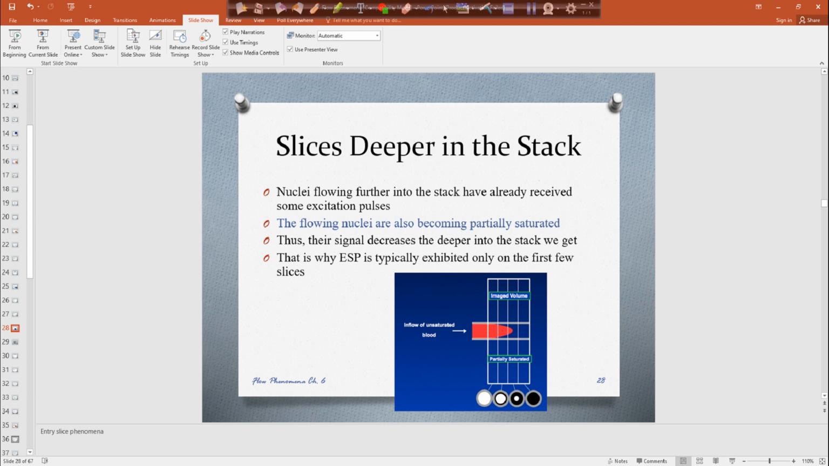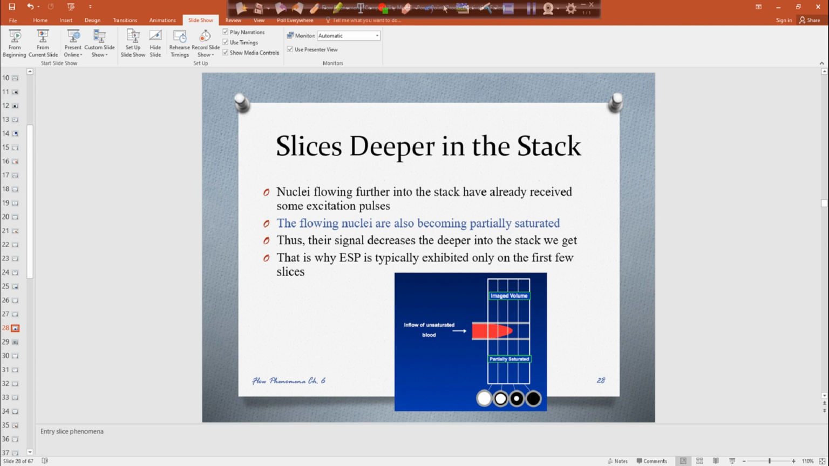So these fresh flowing nuclei, it's great early on within the stack, but then as it goes deeper and deeper into that stack, unfortunately, it starts to receive more and more RF pulses. So you actually start to see a little bit of decrease in signal as that flowing nuclei goes deeper into the stack. So this is what this diagram is showing you.